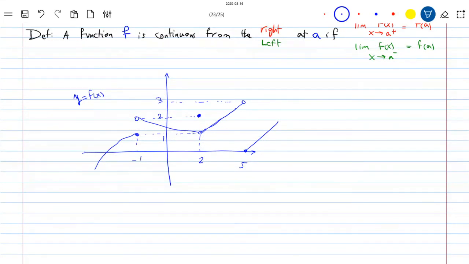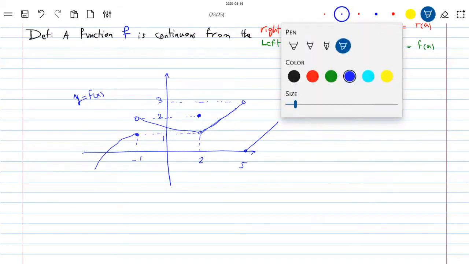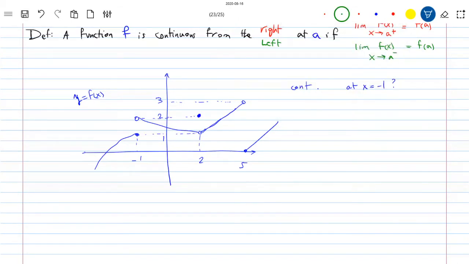Okay, so let's look at specific points. Let's say at x equal to -1. Figure out, is the function continuous? So let's look at the continuity at x equal to -1. How does it behave? Let me change this to a different color. So let's go green, for example. At x equal to -1, what we see is the left limit. Let's calculate the limit. As x approaches -1 from left side, what do we get? From left side, if you follow the curve approaching -1, the y value is expected to be 1.